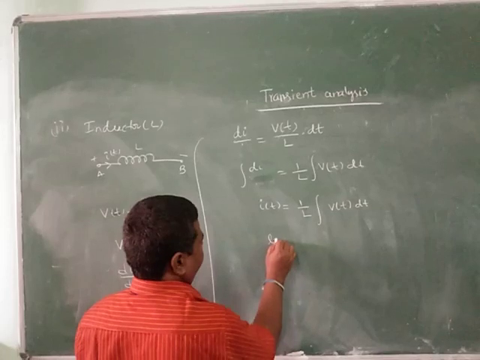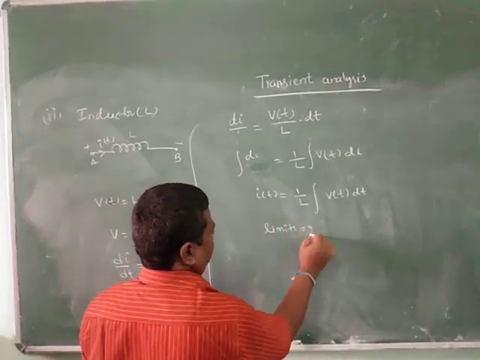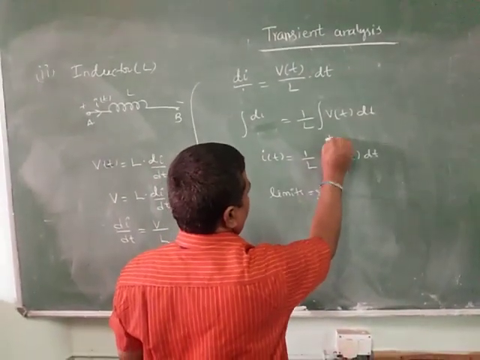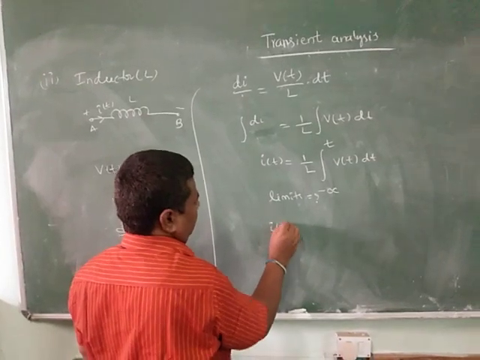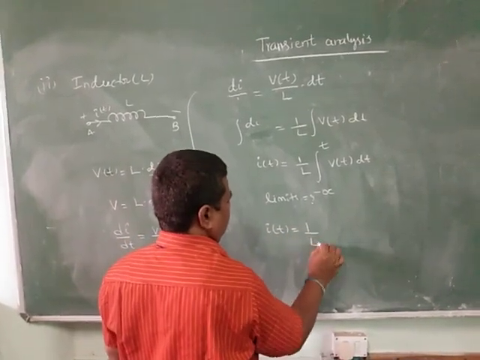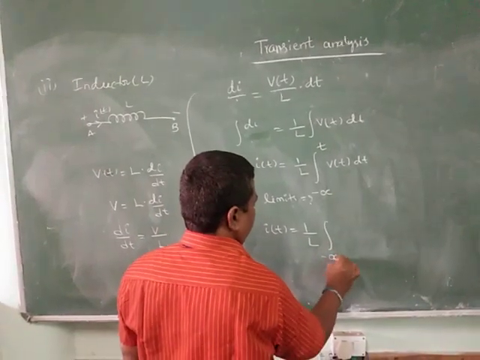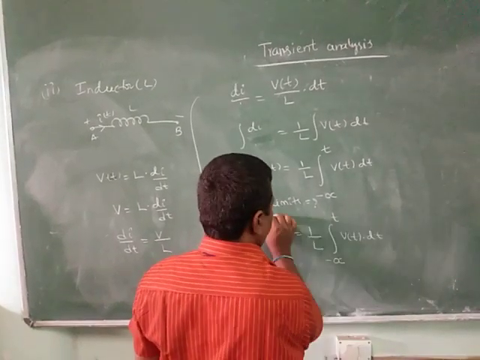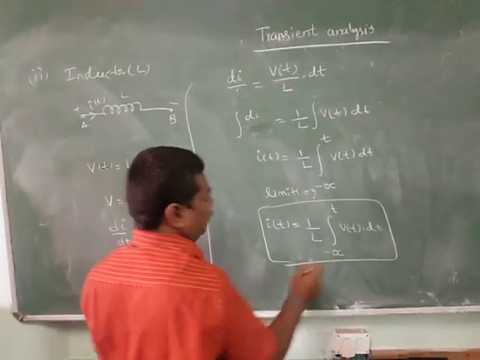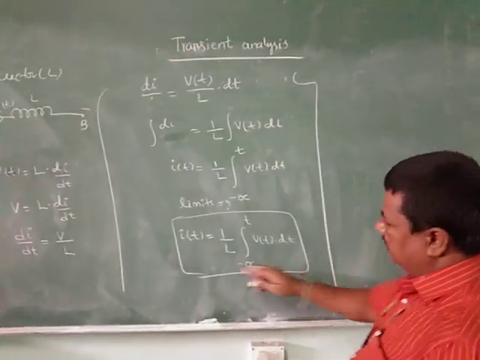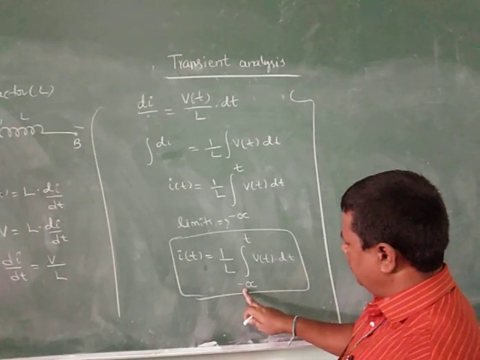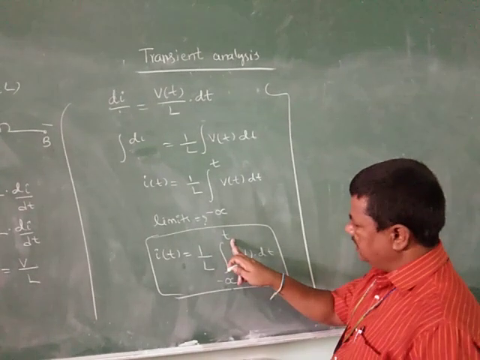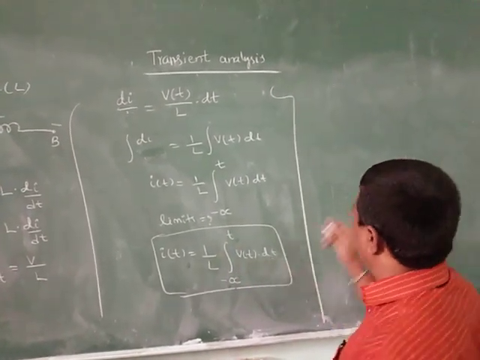Now what are the limits? Here the limits are minus infinity to t. So I of t is equal to 1 by L integral from minus infinity to t of V of t into dt. That means the instantaneous current I of t depends upon the previous history up to the present instantaneous time voltage.